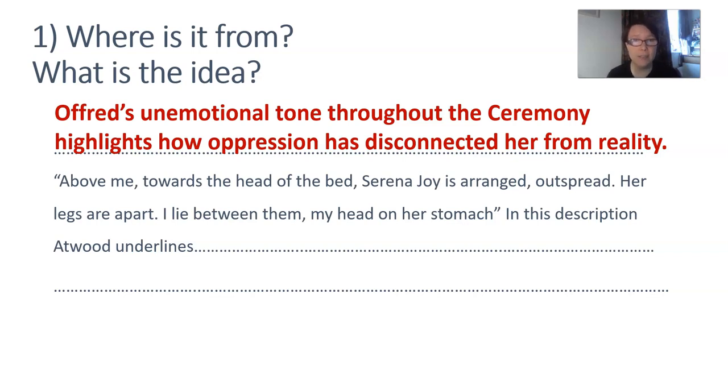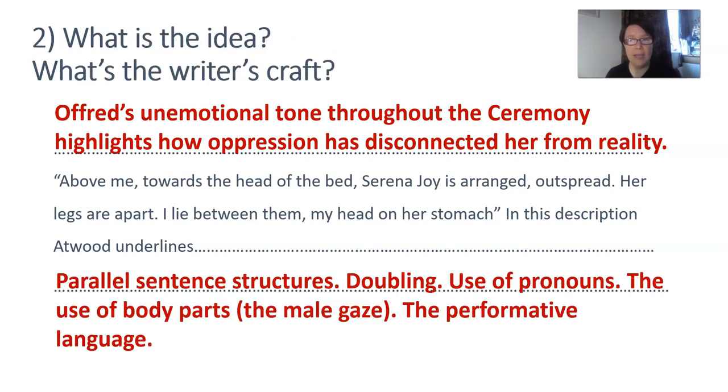All right, and that's the idea that I'm going to be talking about as I then get into my AO2. In this description, Atwood underlines, and then we've got parallel sentence structures. Above me, Serena Joy. Her legs, I lie between.